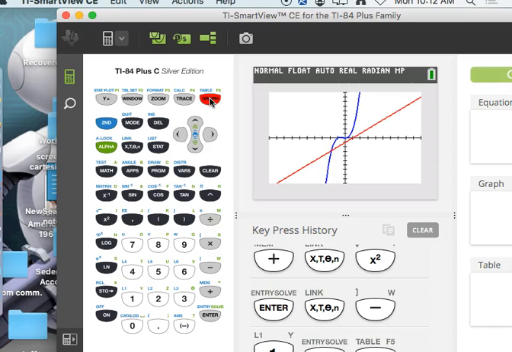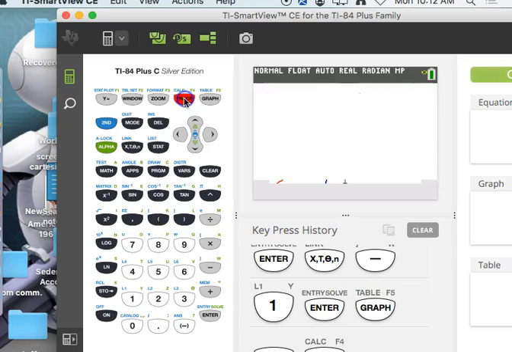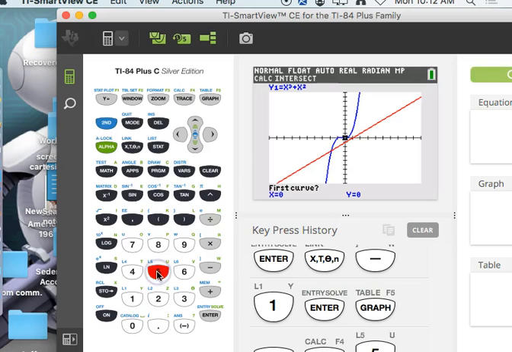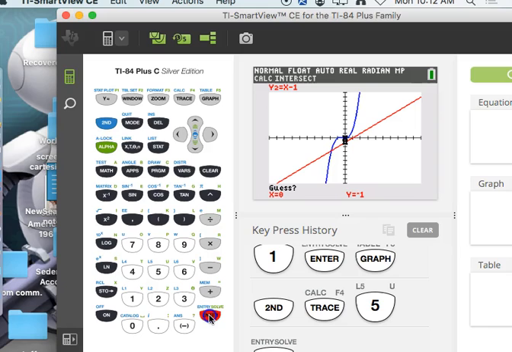They do hit each other, and they hit each other at just one spot. So we should just get one answer. Let's see if it's the same answer. Second trace, number 5, and just enter, enter, enter, and let Blinky tell us where that is. Well, it's the same answer.